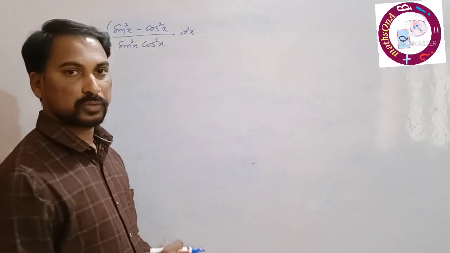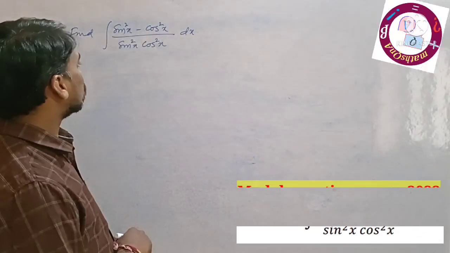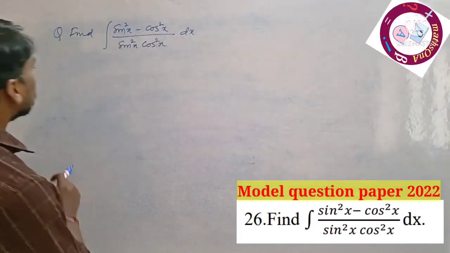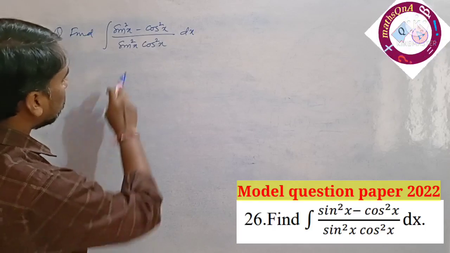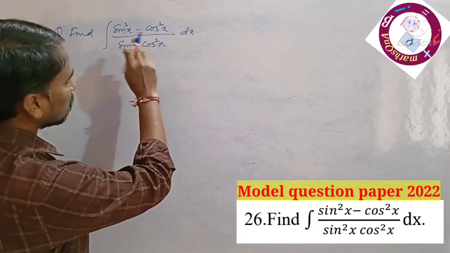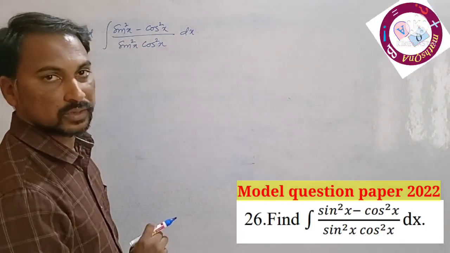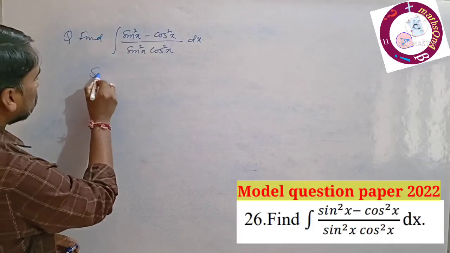So come to the next problem here. This is a problem based on integration. Okay, see how to solve this problem. Find the integration of sin square of x minus cos square of x divided by sin square of x into cos square of x with respect to x. This is the given problem. Solution.